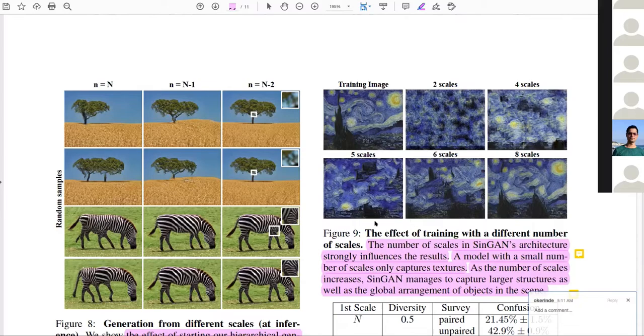That was another paper. In this figure nine, that's the scale I was talking about, and it also has to do with texture and the global structure of the input image. You have this training image, but they discovered that when they use two scales, the generated output is just capturing the texture of the input. But as they increase the number of scales in the training, the model is able to capture the different structures that are present in the input image. As you can see, the structures are coming out gradually as the scales are increased.